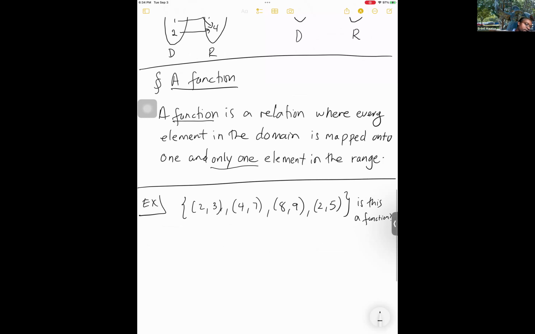How can you tell? If I put it in a domain and range, 2 is mapped onto 3, 4 is mapped onto 7, 8 is mapped onto 9, and 2 is mapped onto 5. The value 2 gives us 2 answers, and thus this means that this is not a function. Questions there?